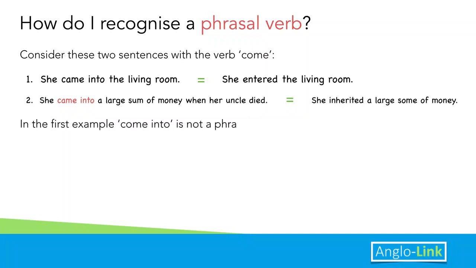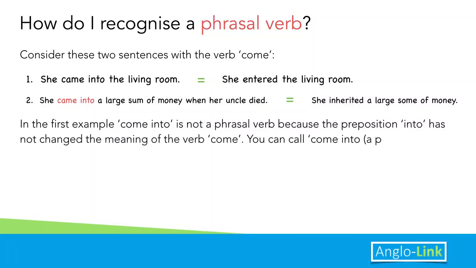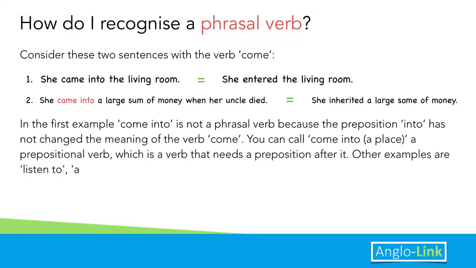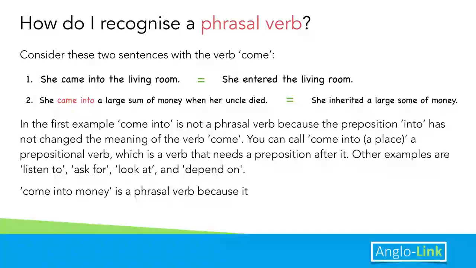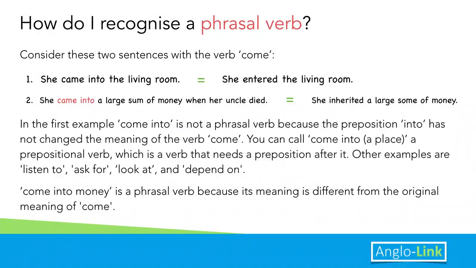In the first example, come into is not a phrasal verb because the preposition into has not changed the meaning of the verb come. You can call come into a place a prepositional verb, which is a verb that needs a preposition after it. Other examples of prepositional verbs are listen to, ask for, look at, depend on. However, come into money is a phrasal verb because its meaning is different from the original meaning of come. Come into money means inherit money.